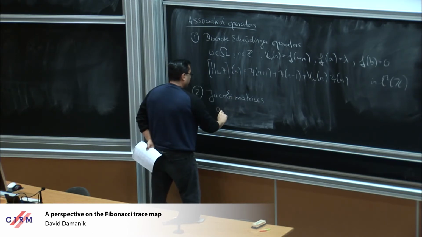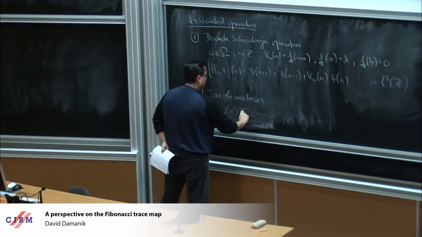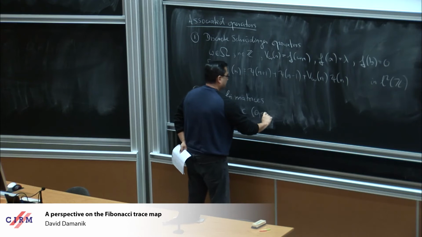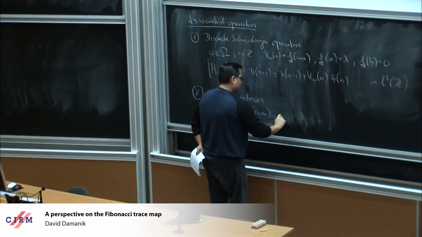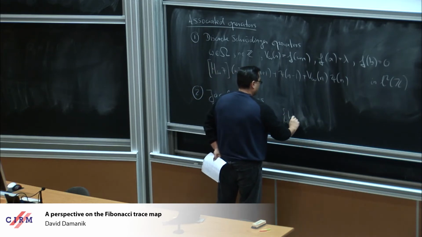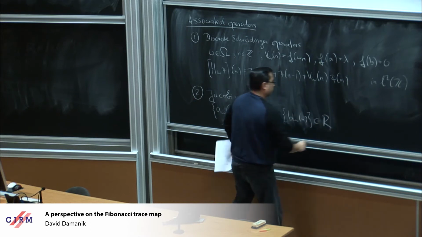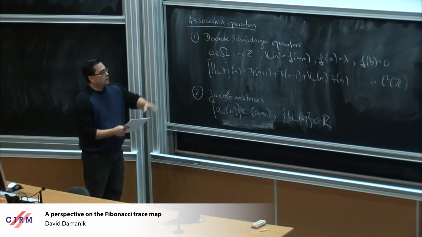So here we have 2 sequences, a_n and b_n. And each one can again be defined for each omega in your subshift in the same way.